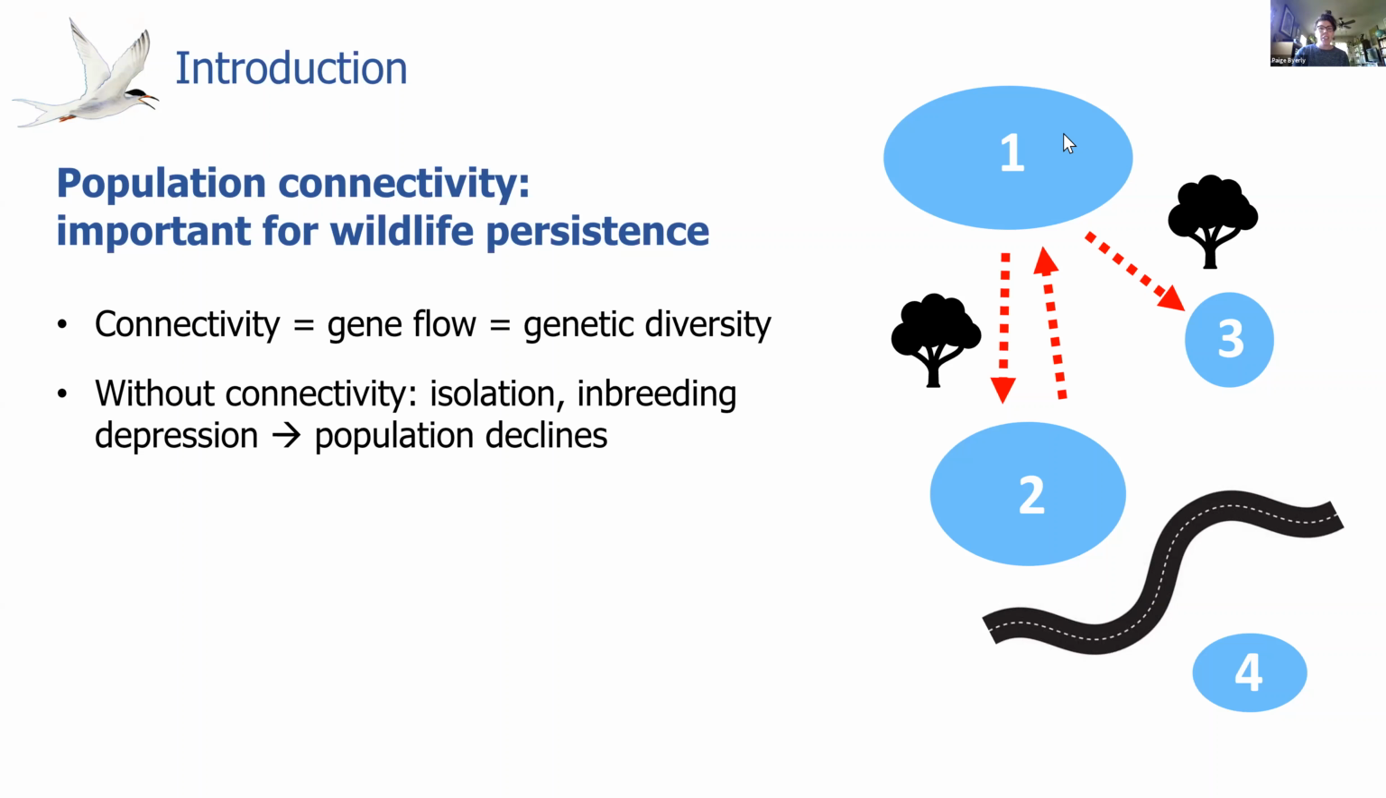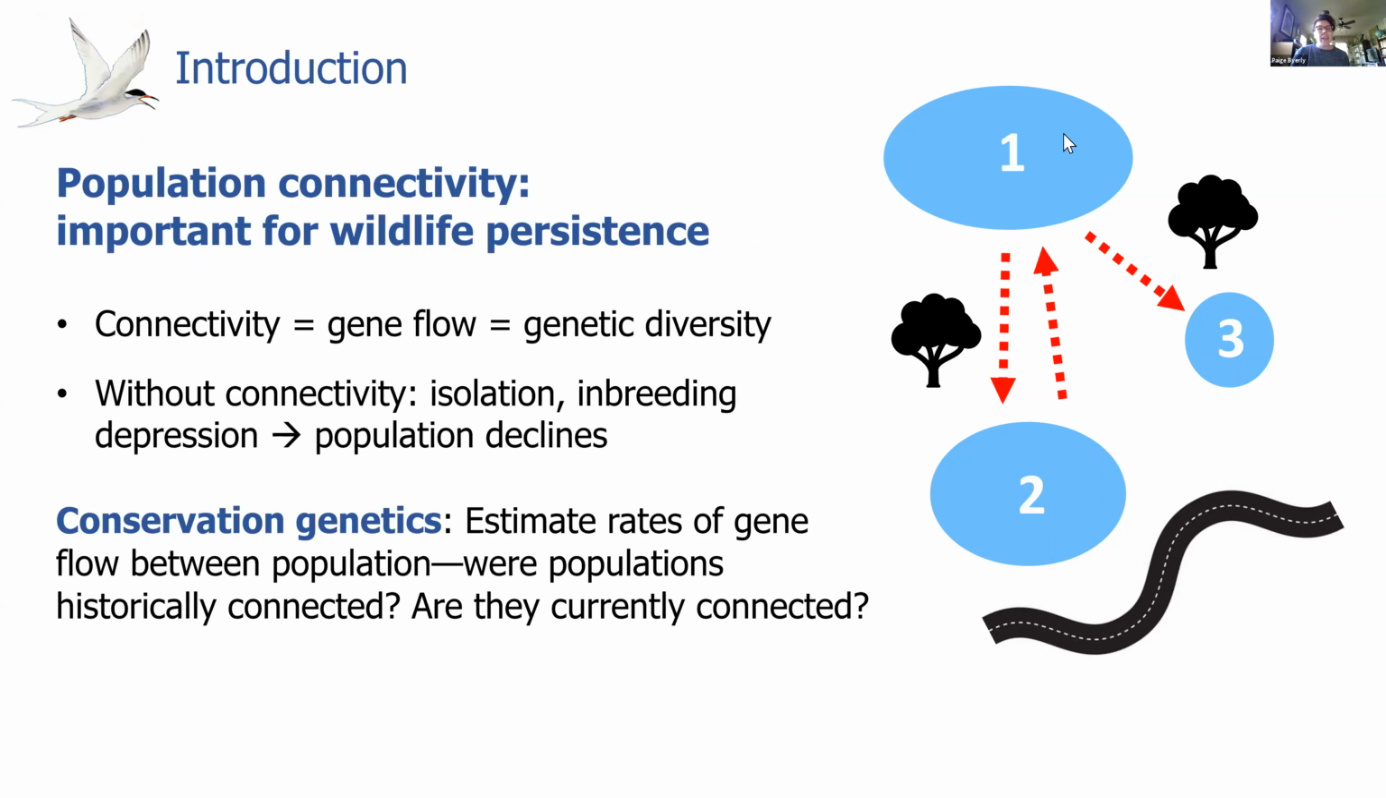So this is a very real process that we see within metapopulations. And so within conservation genetics, a very important question is asking about rates of gene flow between populations. So are populations currently connected? Were they historically connected? And how have these connectivity regimes been altered?